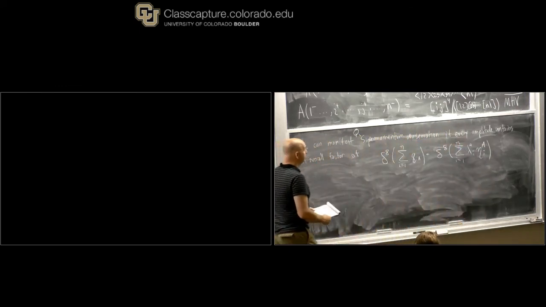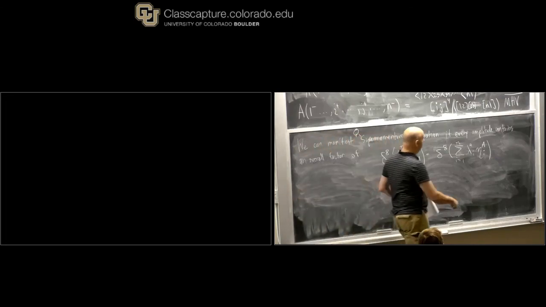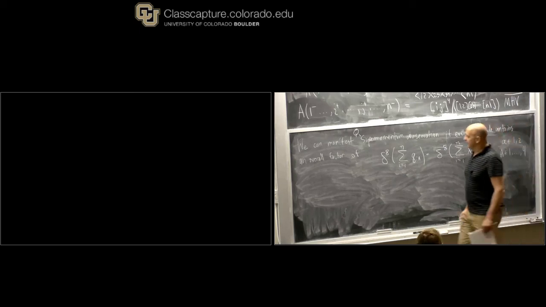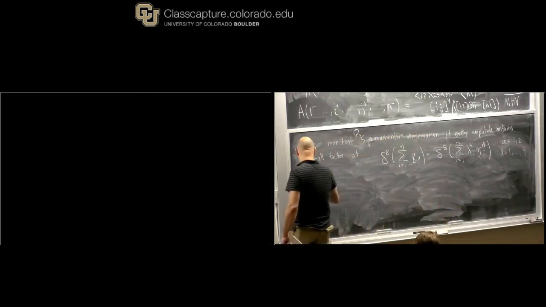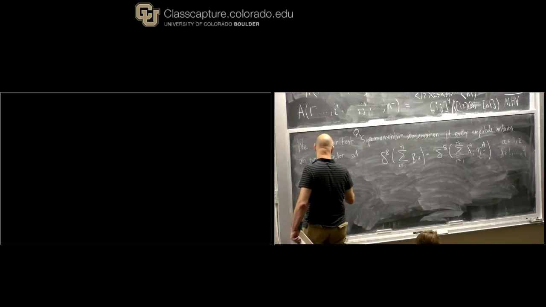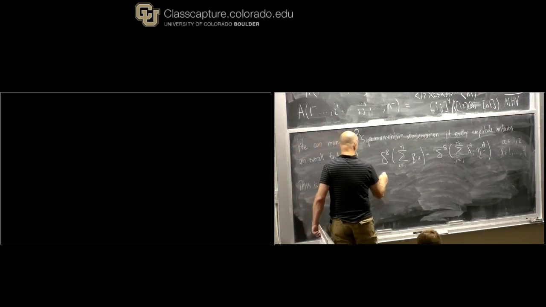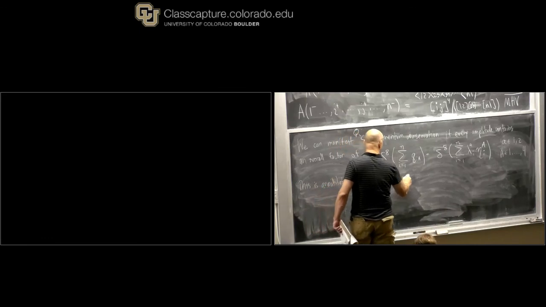This is an 8-dimensional delta function because little a takes on 2 values, A takes on 2 values, and capital A takes on 4 values. And so the point is that this is annihilated by the total supermomentum operator.